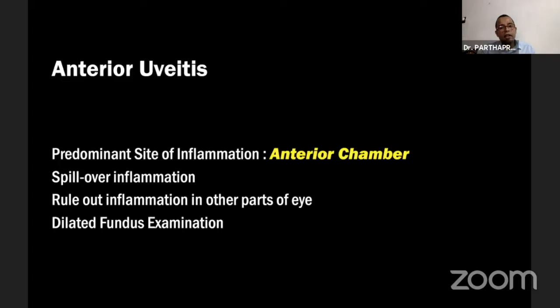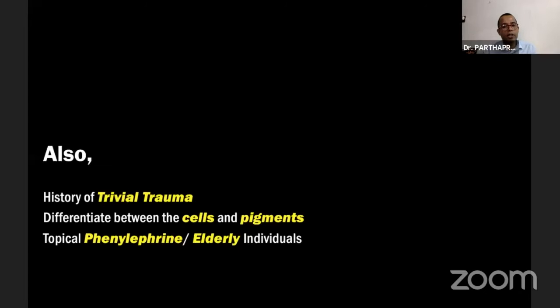So in anterior uveitis, make sure that the predominant site of the inflammation is the anterior chamber. There can be some spillover inflammation in the anterior vitreous, but make sure that there is no inflammation in any other part of the eye, namely vitreous or choroid or retina. For that, you need to perform a very meticulous dilated fundus examination.